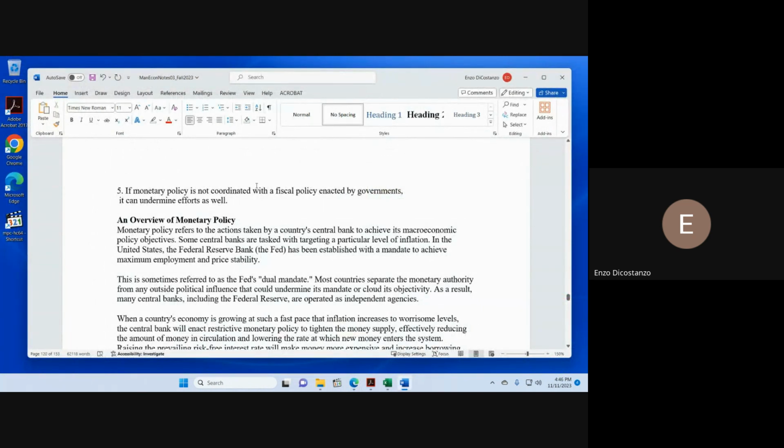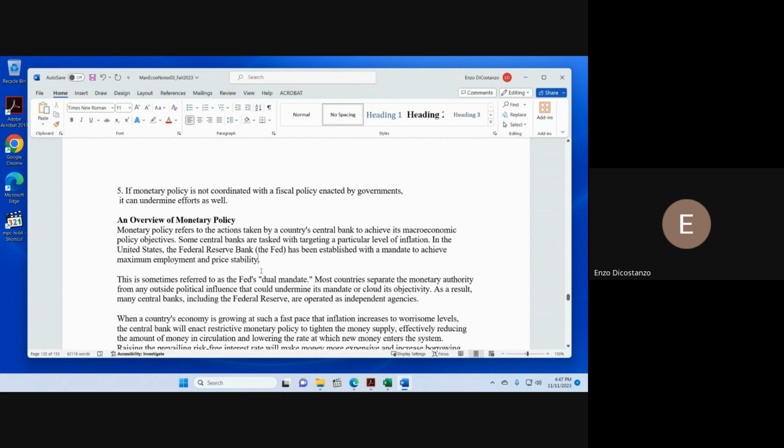Monetary policy refers to actions taken by a country's central bank to achieve its macroeconomic policy objectives. Some central banks are tasked with targeting a particular level of inflation. The U.S. central bank, which we call the Federal Reserve, or the Fed for short, you hear that a lot in the media, is established with the mandate to achieve maximum employment and price stability.